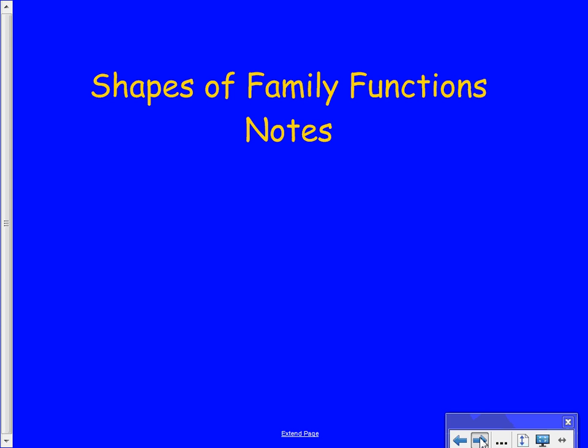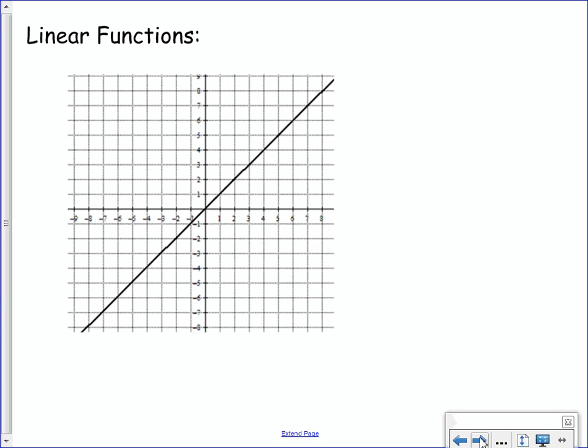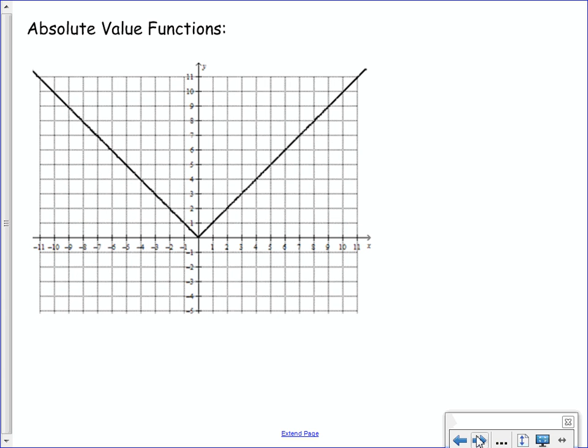The first family is a linear graph. A linear graph is a straight line. This happens to be a positive line because it's going up to the right. Very good. A straight line is a linear function. The next function we talked about is the absolute value. If it's opening up, it's positive, and down would be negative.